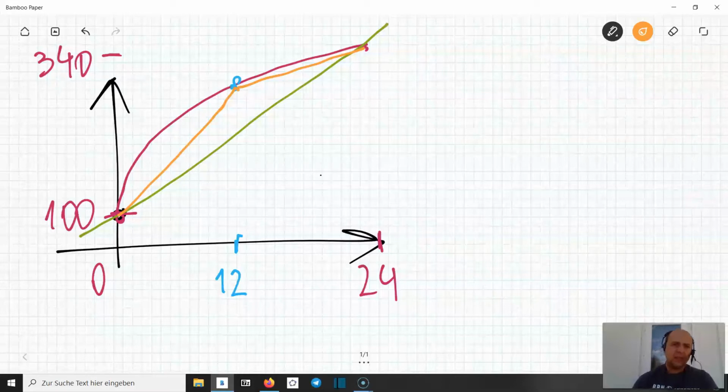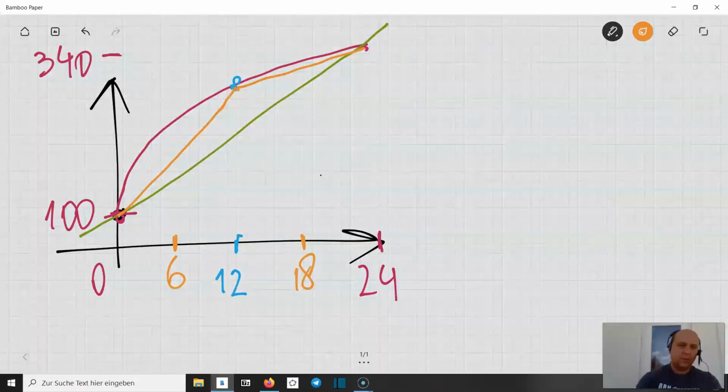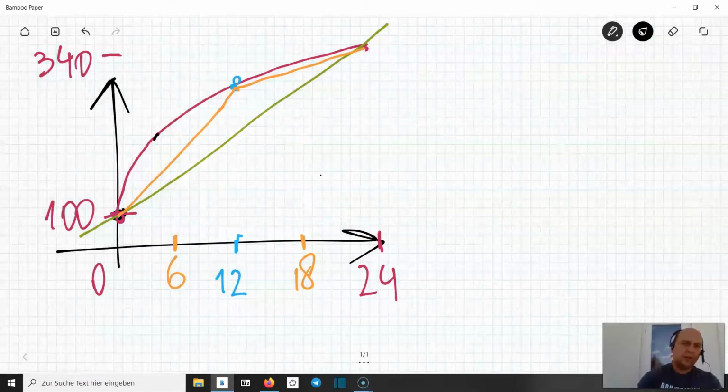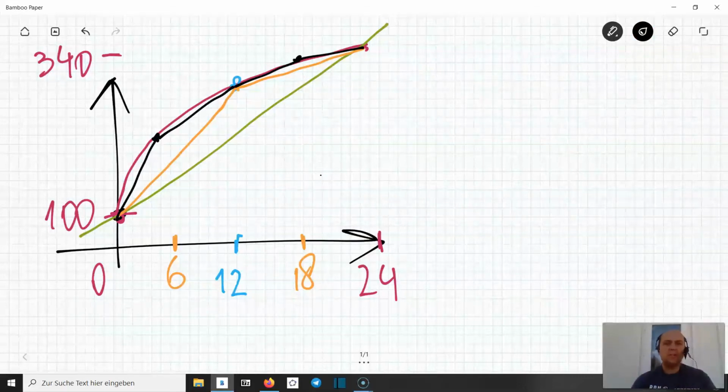Now the game is clear. If the interval is getting smaller, like 6 and 18, the improvement is getting better. So we're getting here a point somewhere, and we're getting also here a point somewhere. So that would be looking like this. And as you can see, at some point, maybe we would see no big difference between the curve and our lines. And this is exactly the point where we want to get.